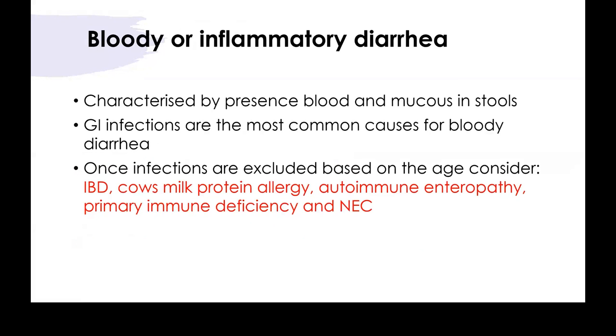In the next group, after the watery diarrhea group, bloody or inflammatory diarrhea. This diarrhea is characterized by presence of blood and mucus in stools. GI infections are the most common cause of bloody diarrhea, but once infections are excluded, you have to think of other causes based on the age. The commonest causes of bloody diarrhea other than infections are inflammatory bowel disease, cow's milk protein allergy, autoimmune enteropathy, primary immunodeficiency, and necrotizing enterocolitis.